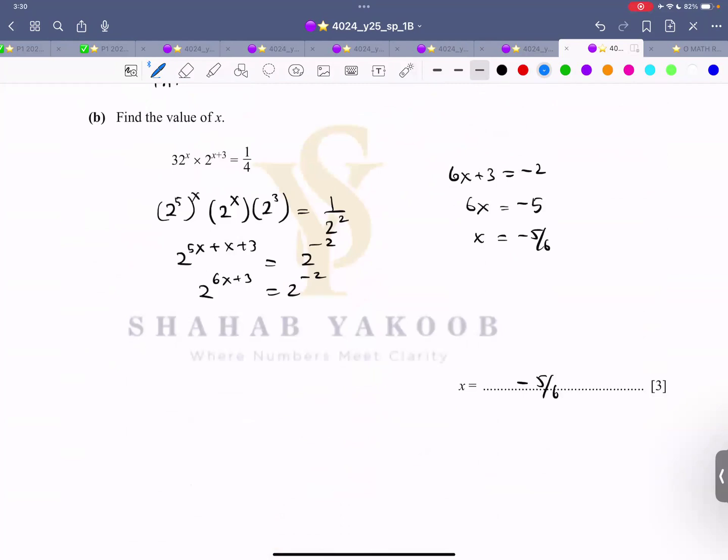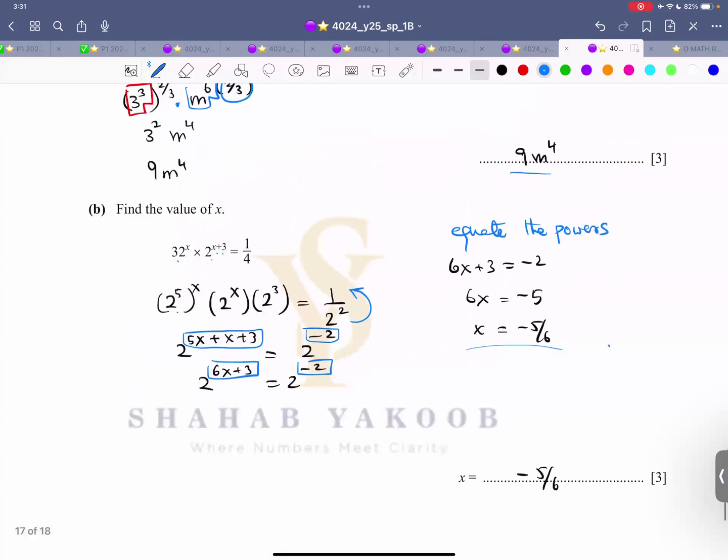Over here, if the bases are the same, the powers should equal. So this 32 is 2 power 5. 2 power x plus 3, that's 2 power x into 2 power 3. 1 over 4 is 1 over 2 squared, and then I took it up. So now add up all the powers. This is already my negative 2 over here. So now equate the powers. So therefore, x comes out to be negative 5 over 6.